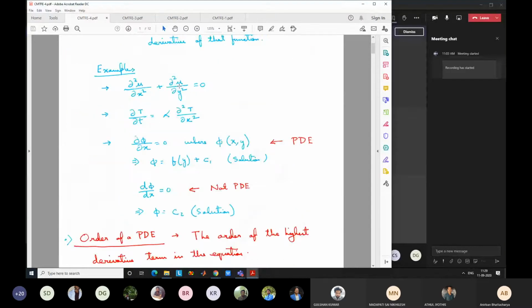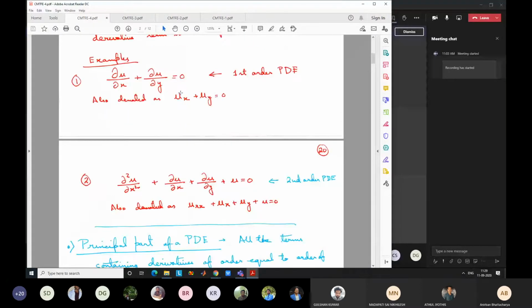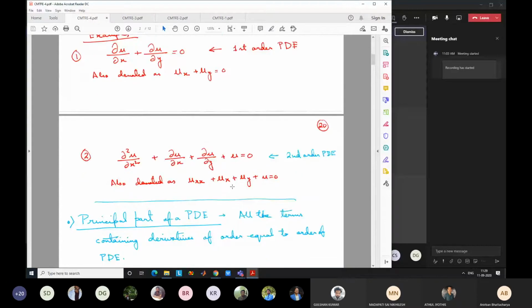Double derivatives are uxx, and the double derivative with respect to y is uyy. So uxx plus uyy equal to 0. This type of notation simplifies the equation, and we can write equations quickly. This other example, as we have discussed, is a second order PDE because the first term has a second derivative, which we can also write as uxx plus ux plus uy plus u equal to 0. Similarly, you can define any first order or second order PDE.